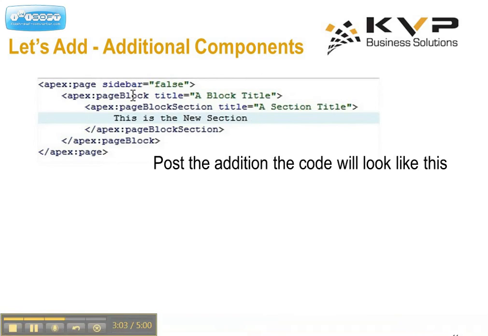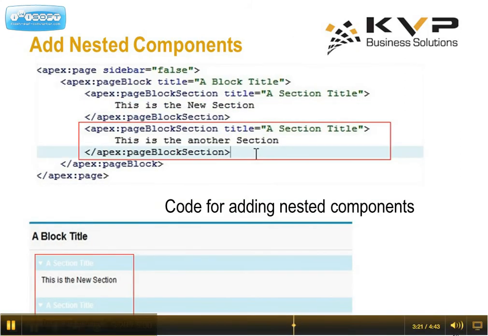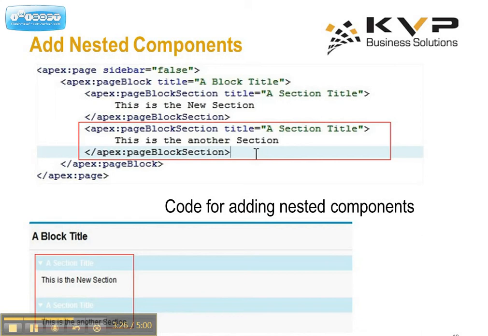Within the apex:page component, add an apex:pageBlock and apex:pageBlockSection component as shown. Within the apex:pageBlockSection, add some text like "This is the new section." Click save. Your final code will look something like this, and the final page will look as shown. Also, we can add some nested components into the code which we saved earlier. Add another apex:pageBlockSection component within the apex:pageBlock component. Click save, and your page should look like this.